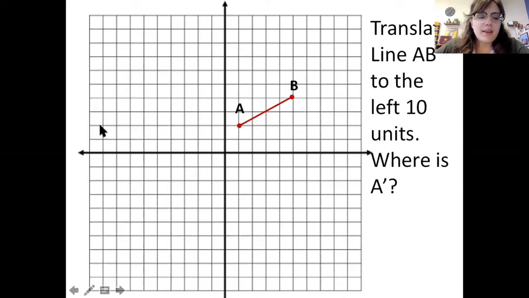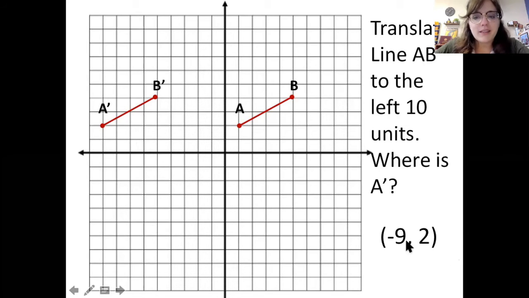So where is A prime? I'm first going to look at which changed, my X or my Y. Because I moved left and right, my X is going to be different. I know I am now at 1, 2, 3, 4, 5, 6, 7, 8, 9, -9, and I'm still up 2 because I'm still on that same line. So my A prime is at -9, 2.